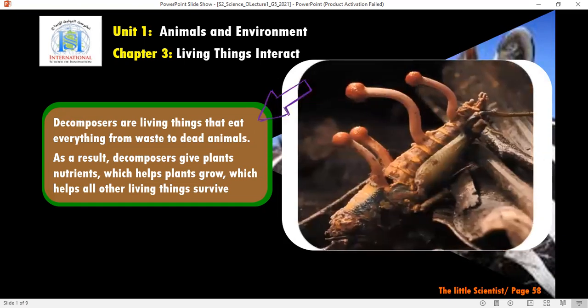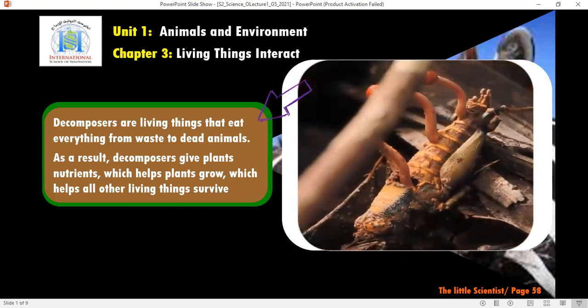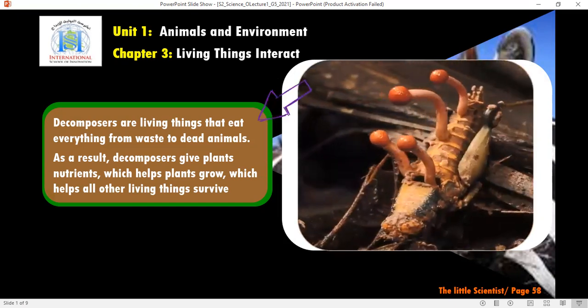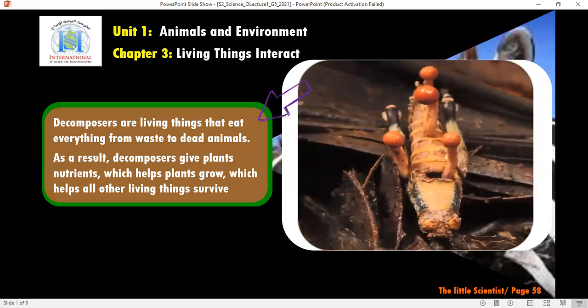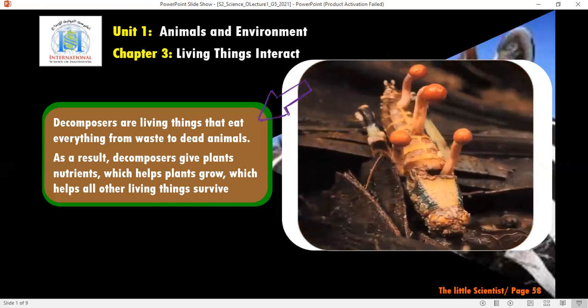Look at this dead insect being decomposed by mushrooms or fungi. Okay, so the job of decomposers, these small animals, is to clean the nature from dead organisms, dead people, dead plants, dead animals, and turn them into minerals.